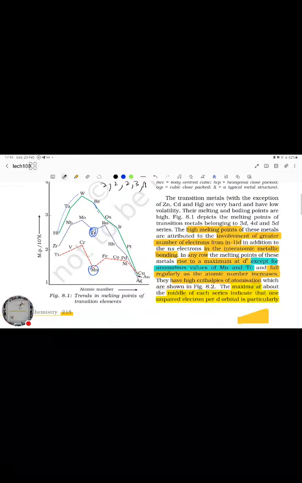The figure 8.1 depicts the melting points of the transition metals belonging to 3D, 4D and 5D series. So we are looking at a depiction of the elements in the 3D, 4D, 5D series and their melting points. The high melting points of these elements are attributed to the involvement of a greater number of n-1 d orbitals in addition. The involvement of orbitals is greater in comparison with the second series.